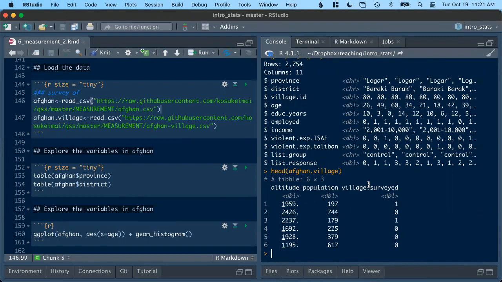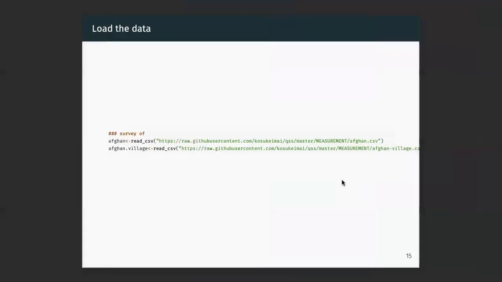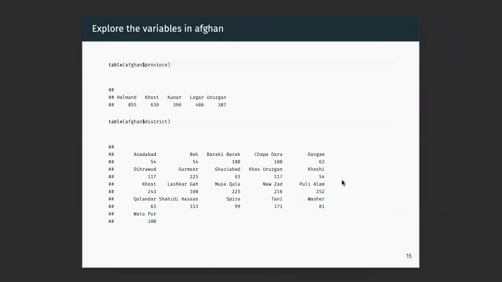So let's look at that. Actually, all we're going to look at here for now is the village surveyed question. So here are the included provinces. Here are the included districts within those provinces. This is just describing the data. I'm walking you through, when I look at a new data set, these are the things I do, right? I want to understand what I'm looking at.